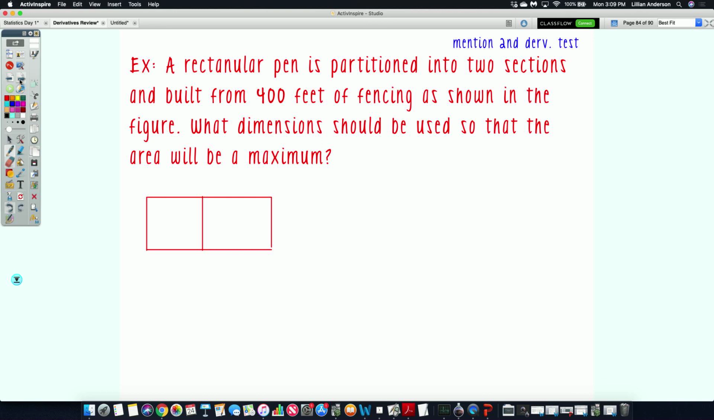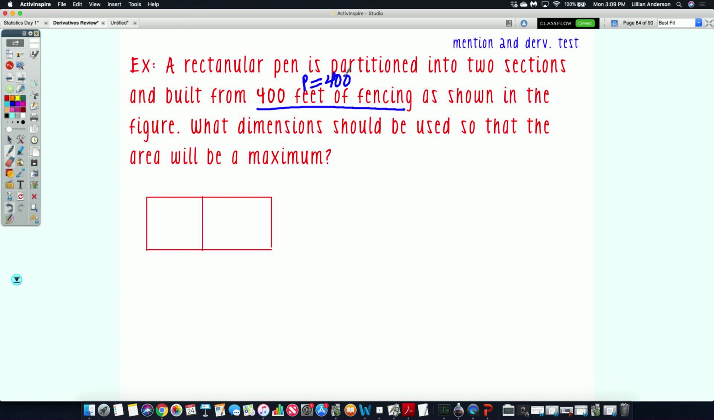A rectangular pen is partitioned into two sections and built from 400 feet of fencing. Remember, fencing means what? It's perimeter. Perimeter is equal to 400. Okay? Careful, not so much when it's a partition like this.